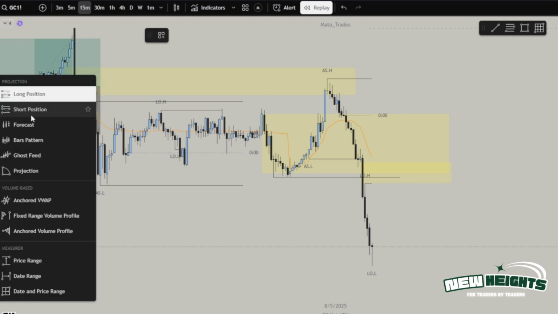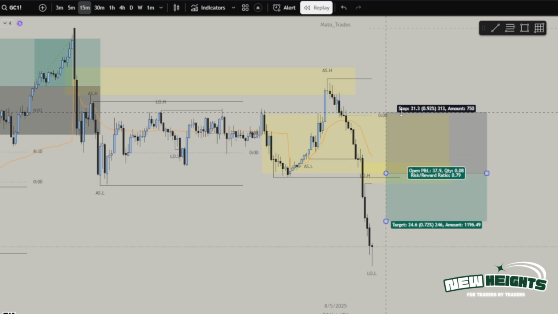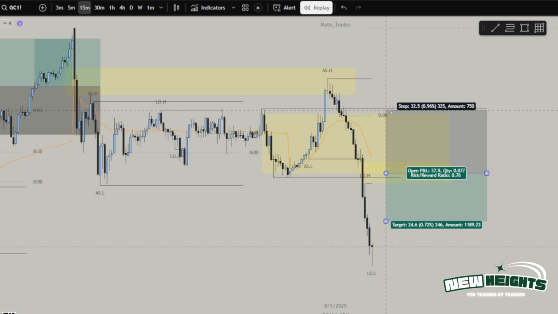So I'll just set my entry right there at the start. Set my entry, my stop. I'm tripping up. Set my stop at the highs here, because I want to see this hold price.